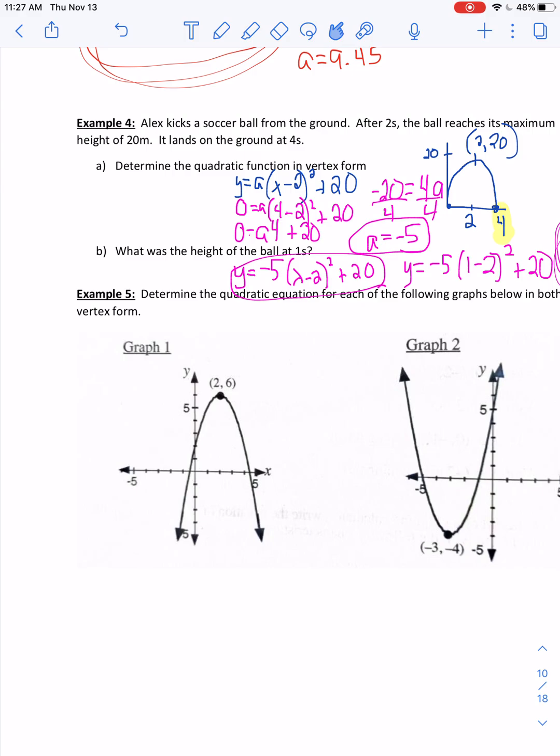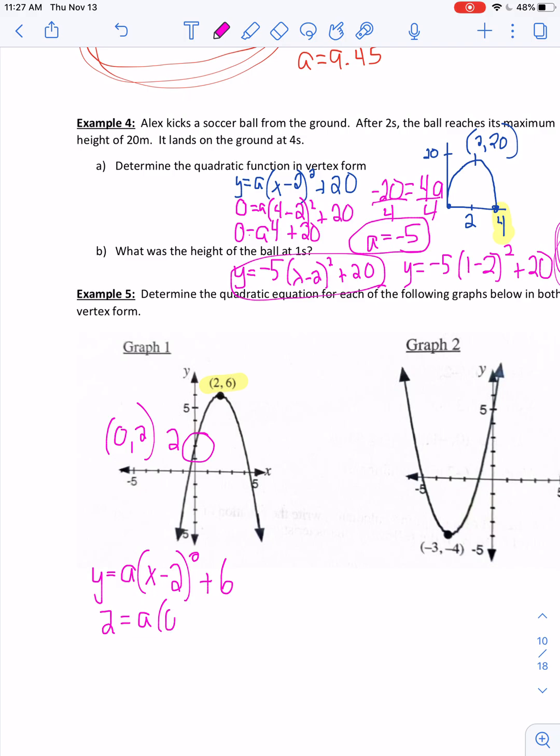So it says determine the quadratic equation. So you're given the vertex, you're asked to find the equation. So we have our a value, vertex, opposite sign for the x. So I'm going to have x minus 2 squared. Same sign for the y, so I have +6. Substitute a point. You can use any point. My y-intercept is definitely the easiest one to use. So when x is 0, y is 2.